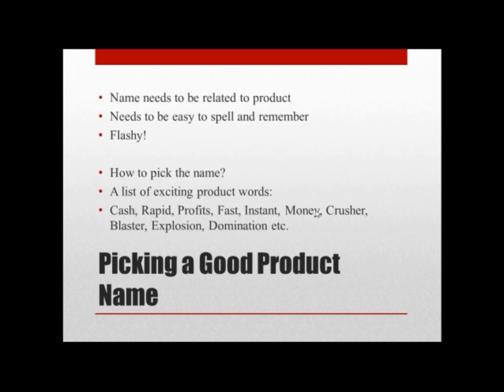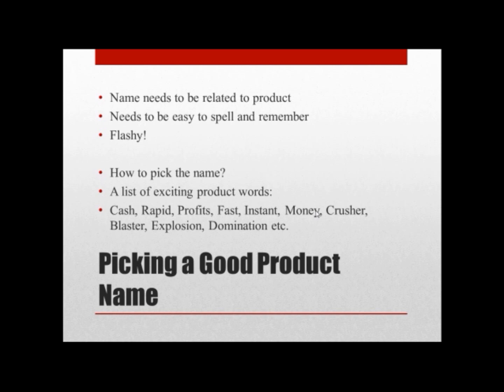Here are some other tips. The name has to be related to the product. For example, if it's a PLR course, you shouldn't just call it Instant Cash Magnet. You need to let them know that it's PLR related. You should put some unique keywords to the niche inside the product name. The name has to be easy to spell and remember as well, and it's got to be flashy. You want something that sticks in people's heads. So how do you pick the name?